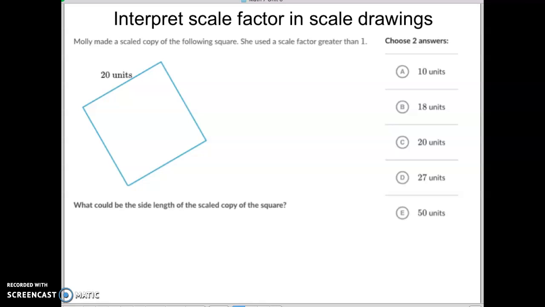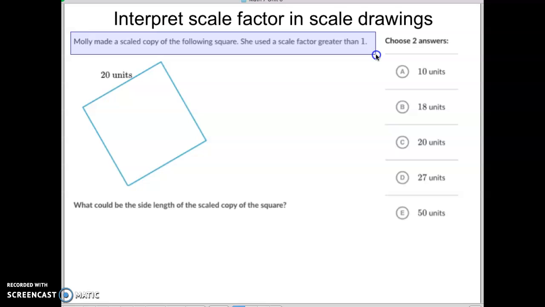So your next con is called Interpret Scale Factor in Scale Drawings. Ooh, another 6-word title. This one must be really hard then, right? No, it's not, guys. It's actually quite simple. So Molly made a scale copy of the following square. She used a scale factor greater than 1.